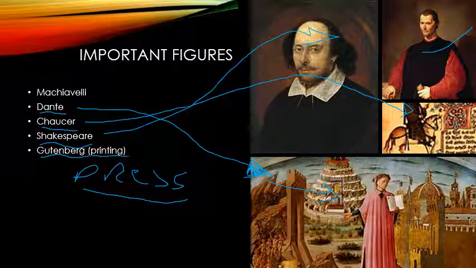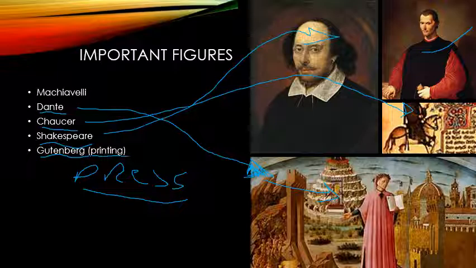rather than having monks or people like that rewrite everything that people are going to read, now instead we have the ability to mass produce, or at least produce in greater number, books and stories. And what book do you think is the very first book to be produced off the printing press? What do you think? The Gutenberg Bible, right? The Bible, of course, is the first one. That's the most important book to people.